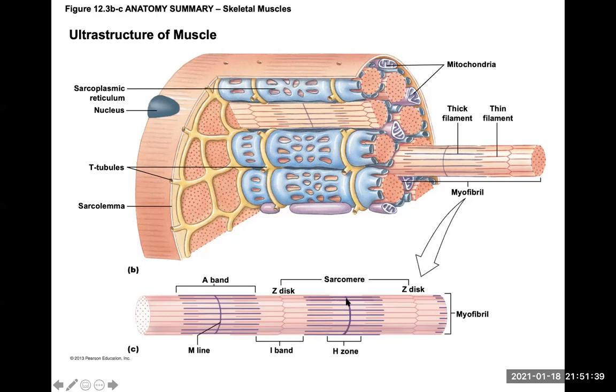In the middle, you've got the H zone with the M line. The I band is just the actin. And then the A band is the overlapped portion of the thin and the thick filament.